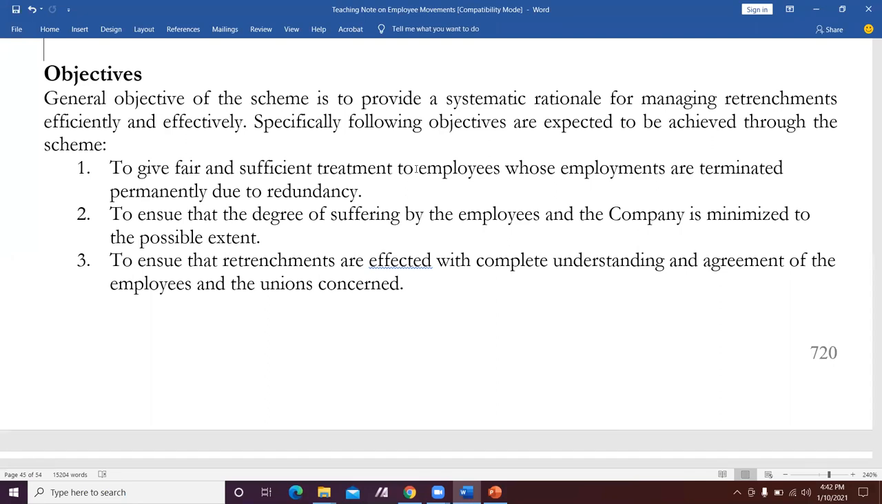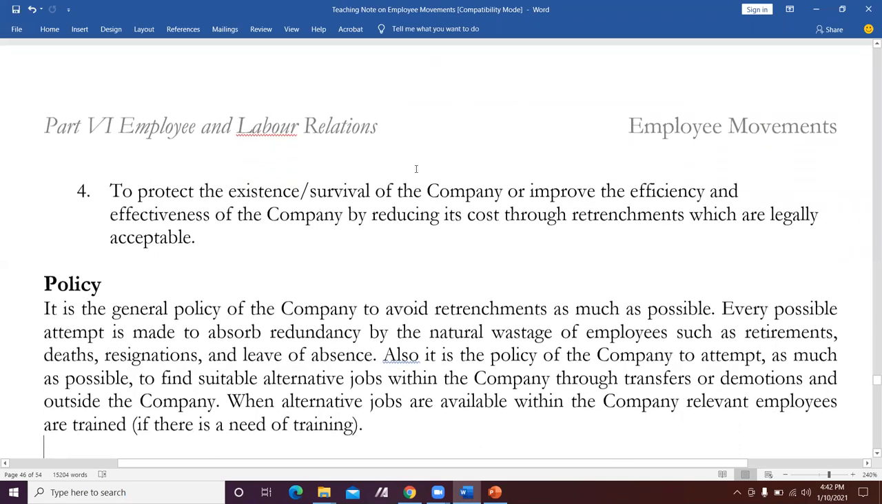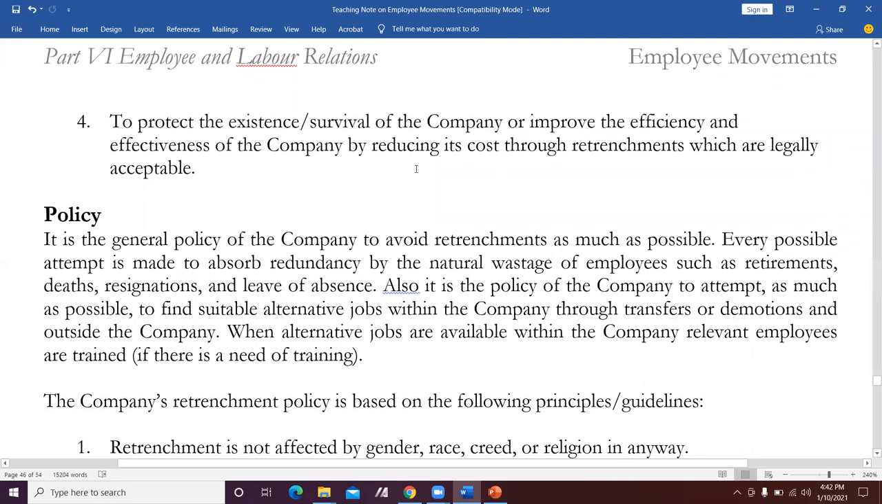Then, to ensure the degree of suffering by the employees and the company is minimized to the possible extent, right? Okay, I am not supposed to read all this to you, advanced students. I am also tired. The policy is the general policy of the company to avoid retrenchment as much as possible. Every possible attempt is made to absorb redundancy by natural wastage. What is natural wastage with regard to employees? Retirements, deaths, resignations, and leave of absence.